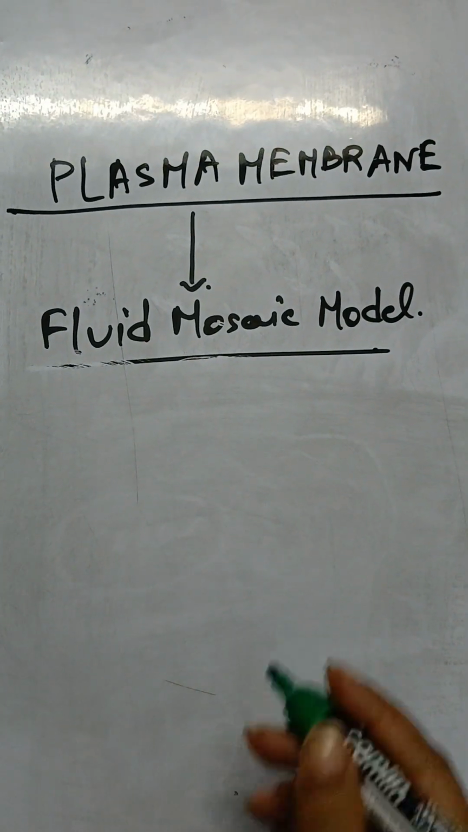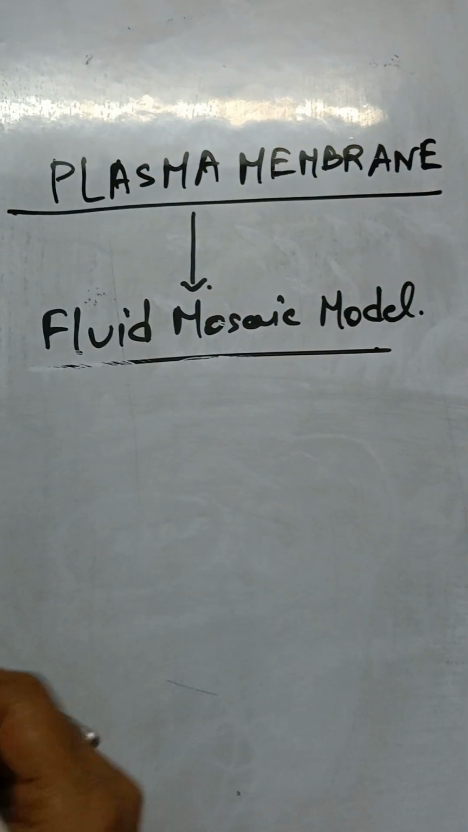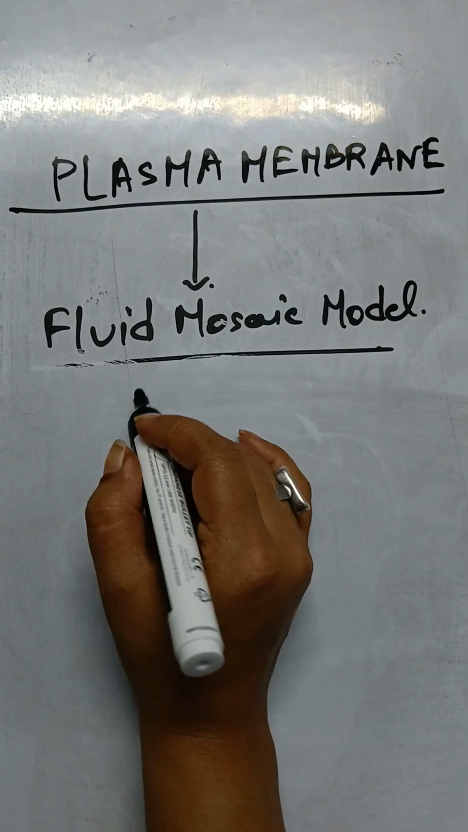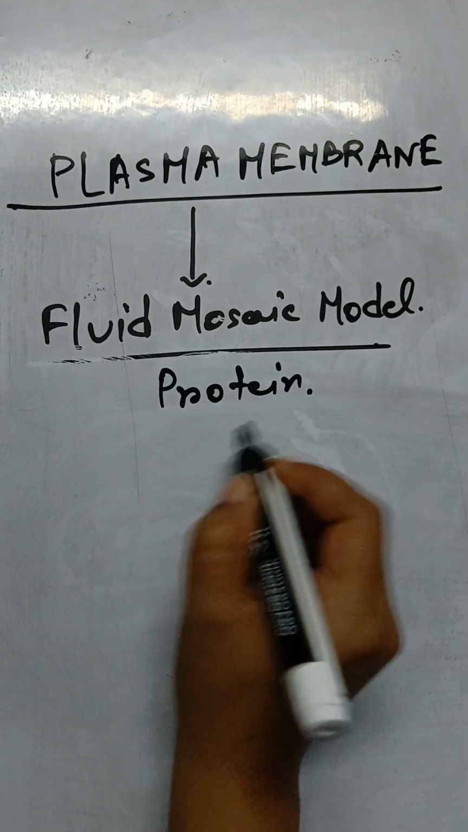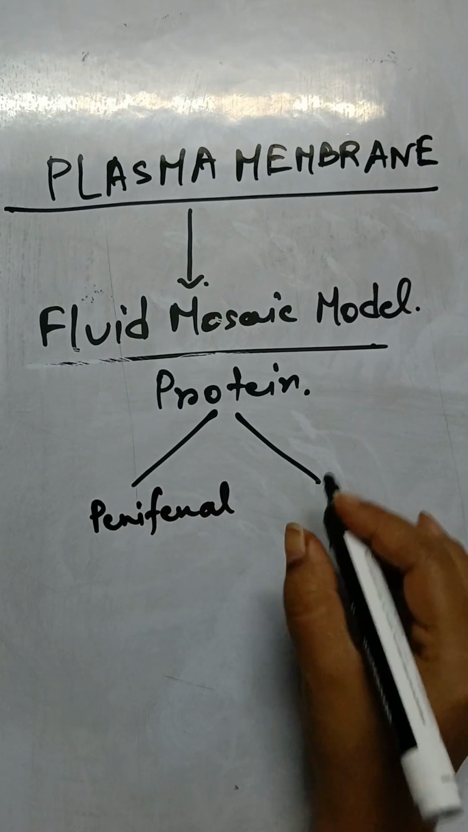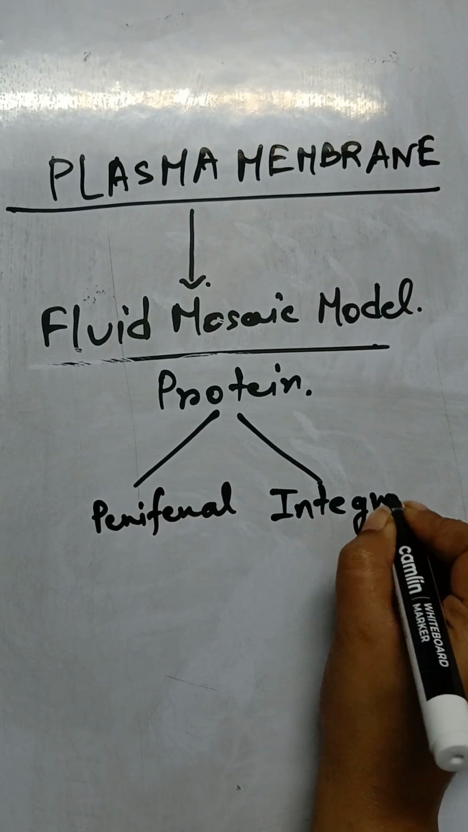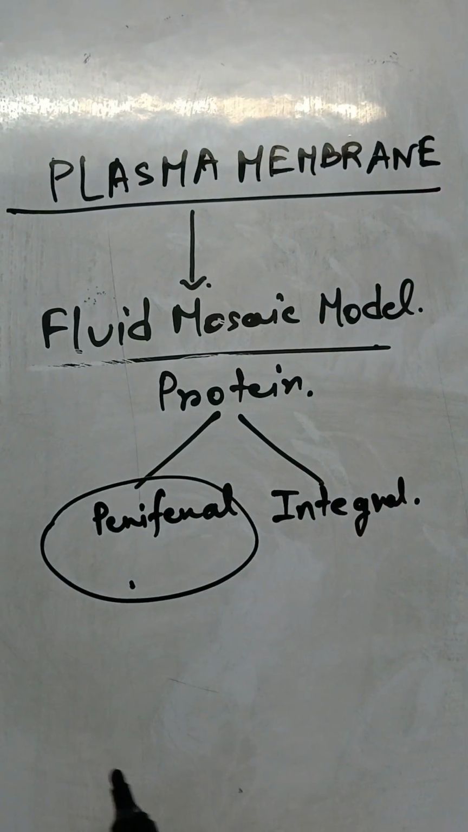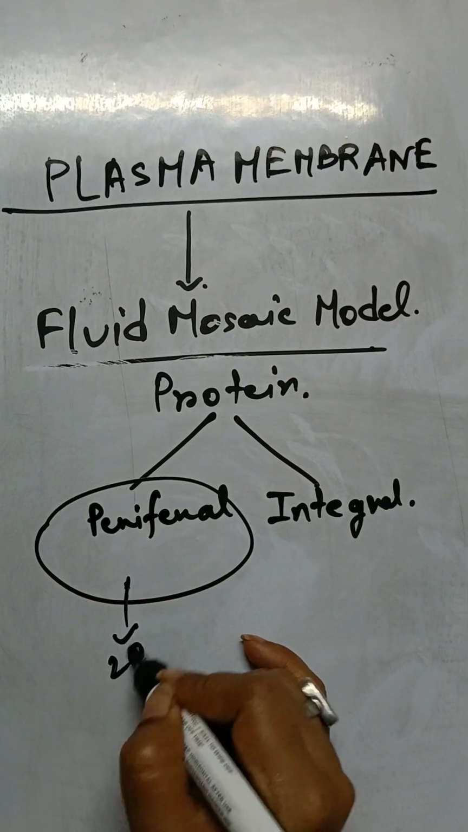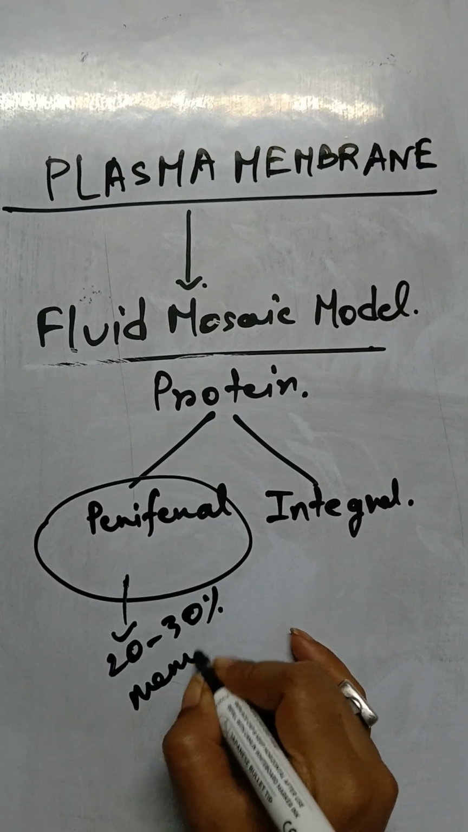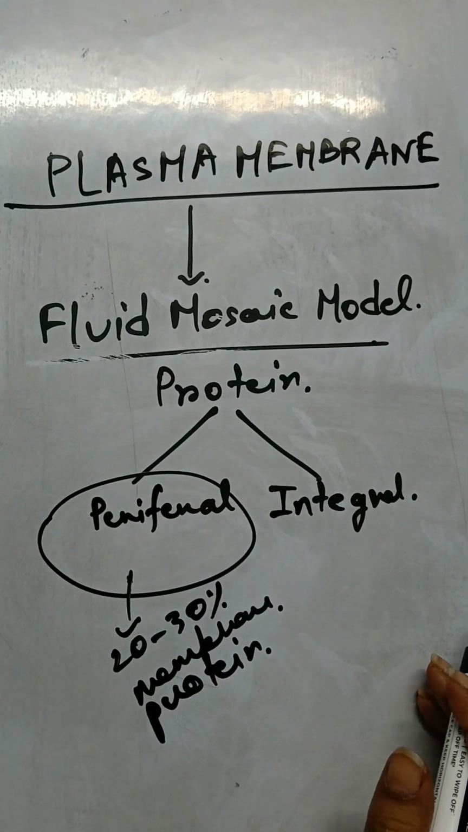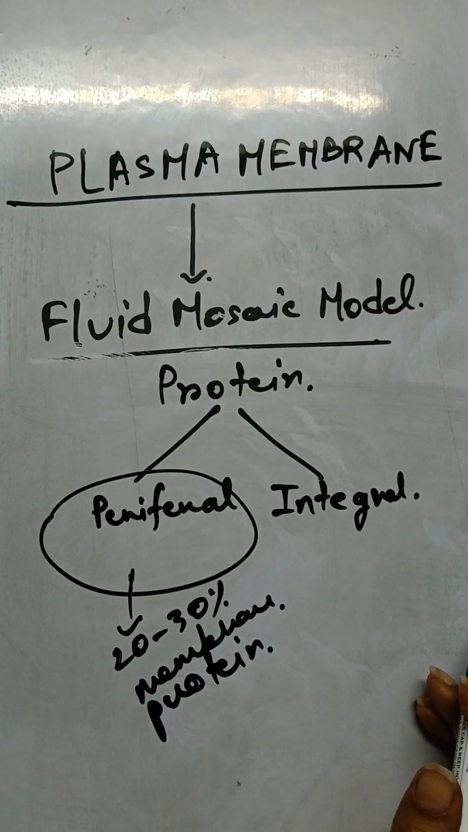Now, what about the proteins? There are generally two types of proteins present in the plasma membrane. One is peripheral protein and another one is integral protein. Now, what is peripheral protein? Peripheral proteins are loosely bound with the plasma membrane, extended outside, and they make up 20 to 30% of the membrane protein. They are loosely attached and can easily be washed off with the help of detergents.